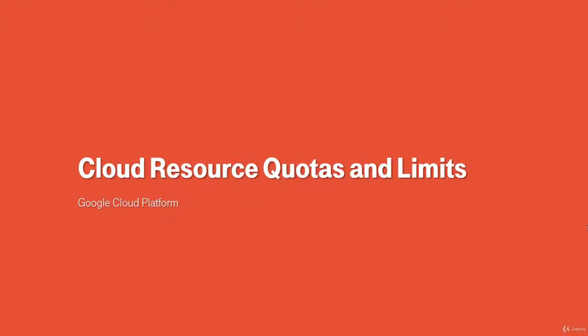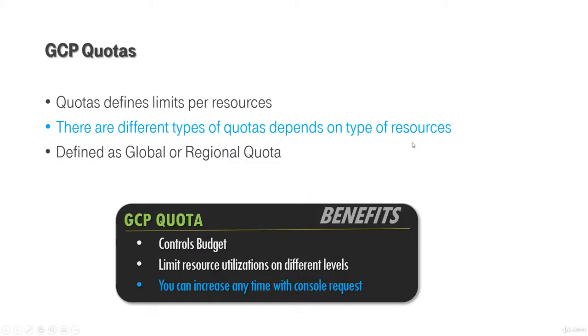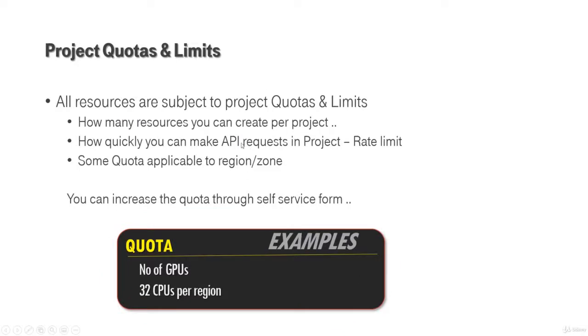Cloud resource quotas and limits. On Google Cloud Platform, there is a concept of quota, which defines the limit per resource. You can enforce it, or there is a default quota for all your cloud resources. There are different types of quota, depending on the type of resource you use, defined as global or regional quota. As an example, quota controls the budget and limits resource utilization at different levels, and you can increase the quota by requesting it from the console itself, and I'm going to show how you can do it.